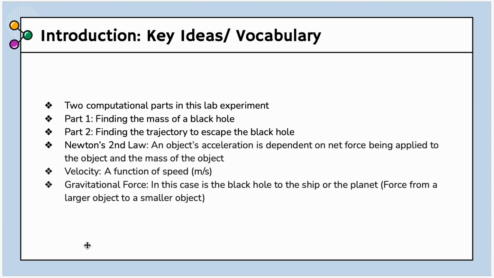So there are going to be two computational parts in this lab experiment. The first one is going to be finding the mass of the black hole, and the second one is going to be finding the trajectory to escape the black hole. And so here's just some vocabulary that's going to be important to us.